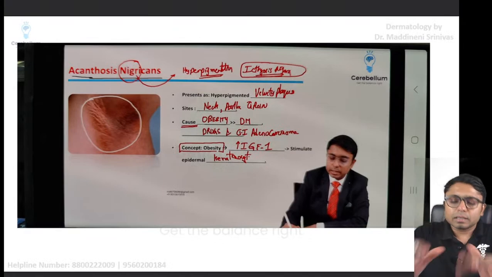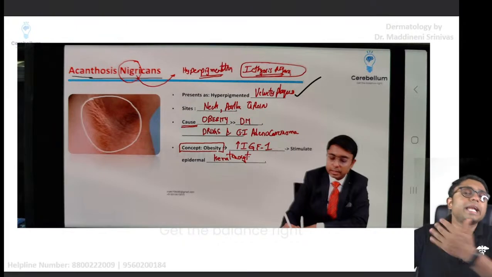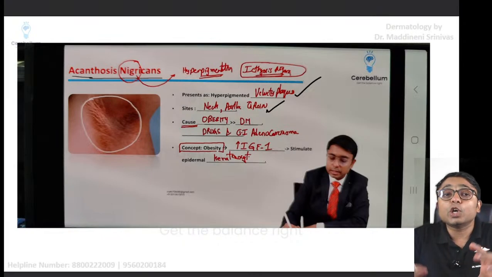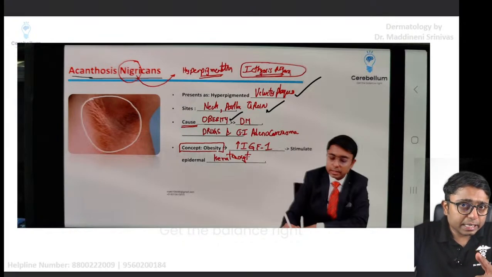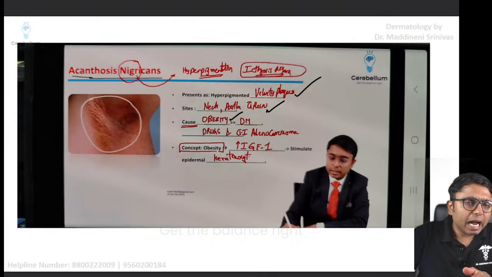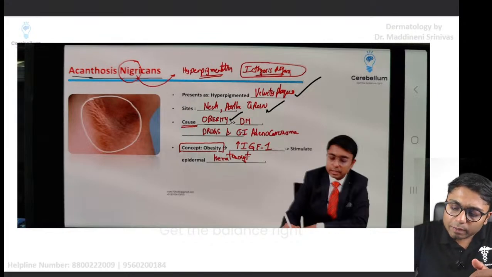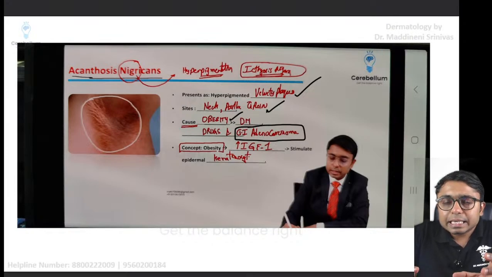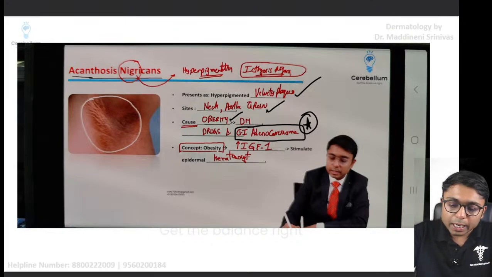So this is Acanthosis nigricans discussed in the Cerebellum app. You can see there is going to be a velvety plaque which can be present over the nape of the neck, axilla, and even in the groin. Obesity is the most common association with Acanthosis nigricans. This is also a paraneoplastic condition. Why? If there are velvety patches present over the hands or mucosa, you should always suspect a possibility of malignancy, which is gastrointestinal adenocarcinoma. This is also important for you to remember.